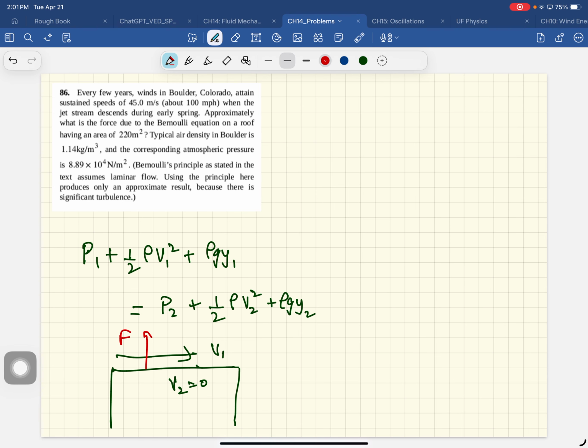So that force is upwards? Yeah, that force is upward. So you're pushing on the roof upward with a force equal to the weight of a fully loaded semi.